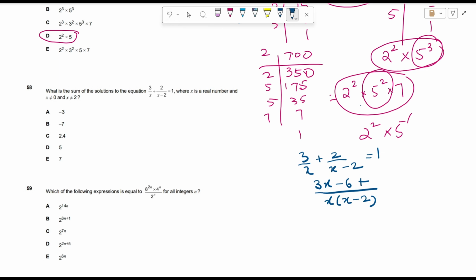So 2x equals 1. Now cross multiply it: this is in division here, and when it goes there, it will be multiplied. So 3x plus 6 plus 2x equals 1 into x minus 2. So 3x plus 2x is 5x, plus 6 equals x into x is x square minus x into 2 is 2x.